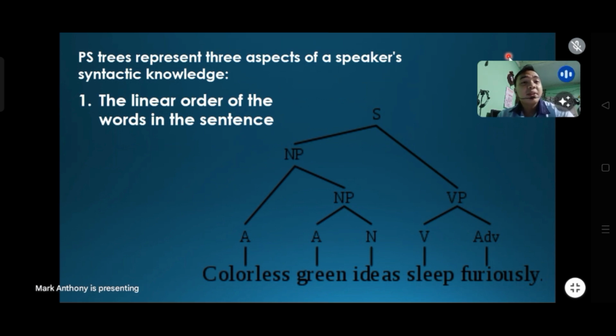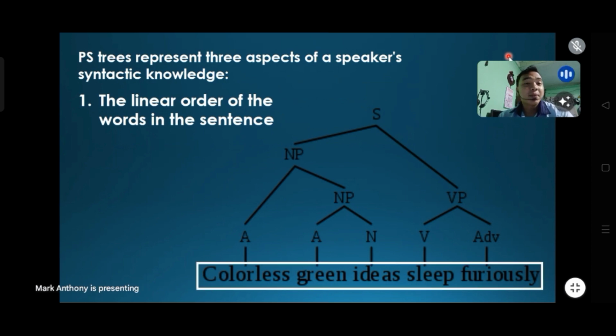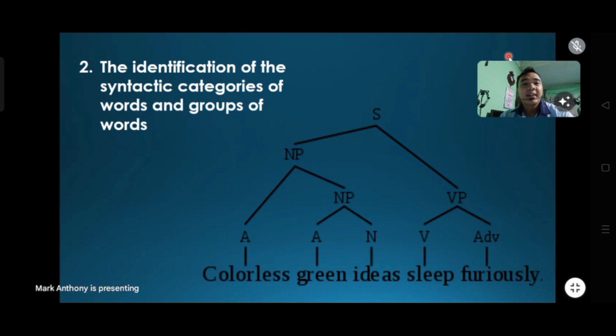Number one is the linear order of the words in the sentence. As you can see here inside the box, that is the linear order of the words in the sentence. So you get to see it around you, wherever you look, you'll be seeing the linear order of the words in the sentence. And the second one we have is the identification of the syntactic categories of words and groups of words.